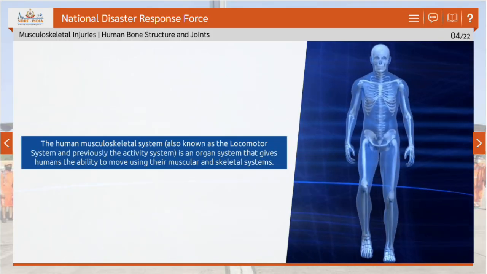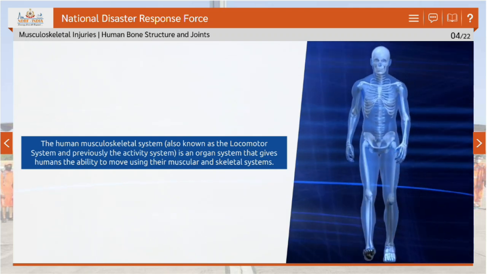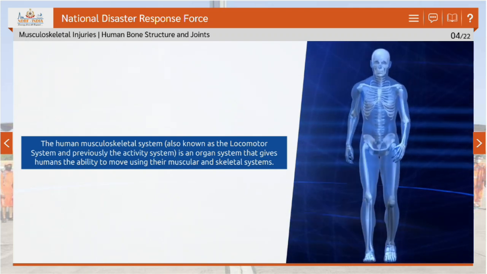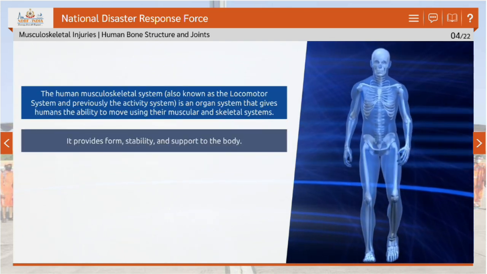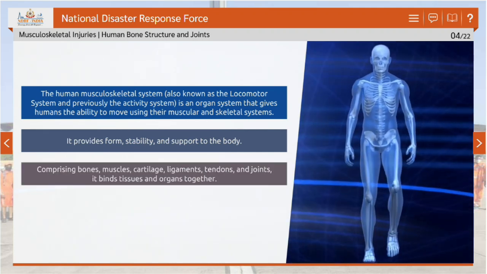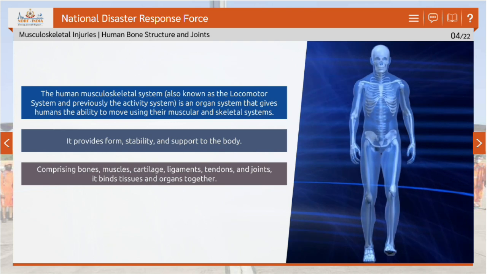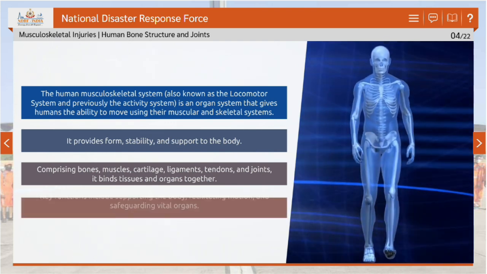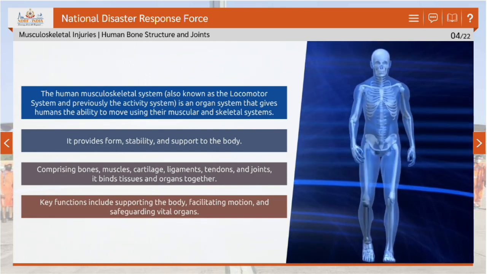The human musculoskeletal system, also known as the locomotor system and previously the activity system, is an organ system that gives humans the ability to move using their muscular and skeletal systems. The musculoskeletal system provides form, support, stability, and movement to the body. It is made up of bones, muscles, cartilage, ligaments, tendons, joints, and other connective tissue that supports and binds tissues and organs together. The musculoskeletal system's primary functions include supporting the body, allowing motion, and protecting vital organs.